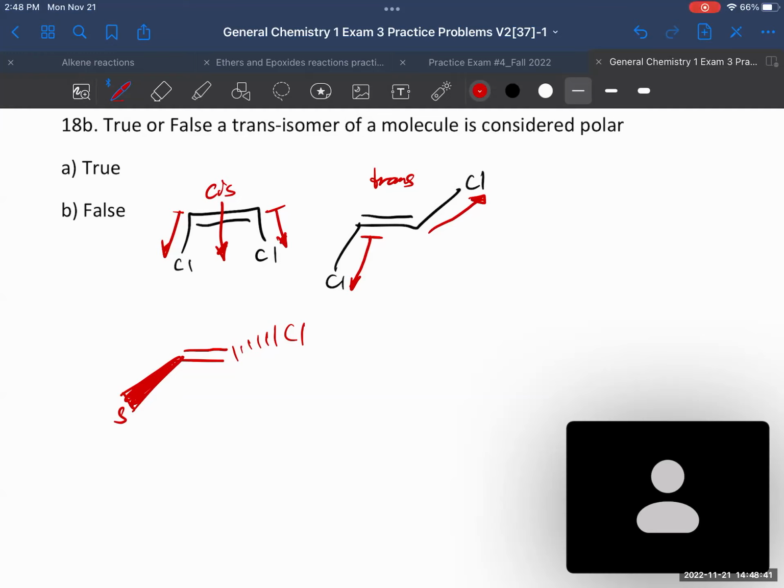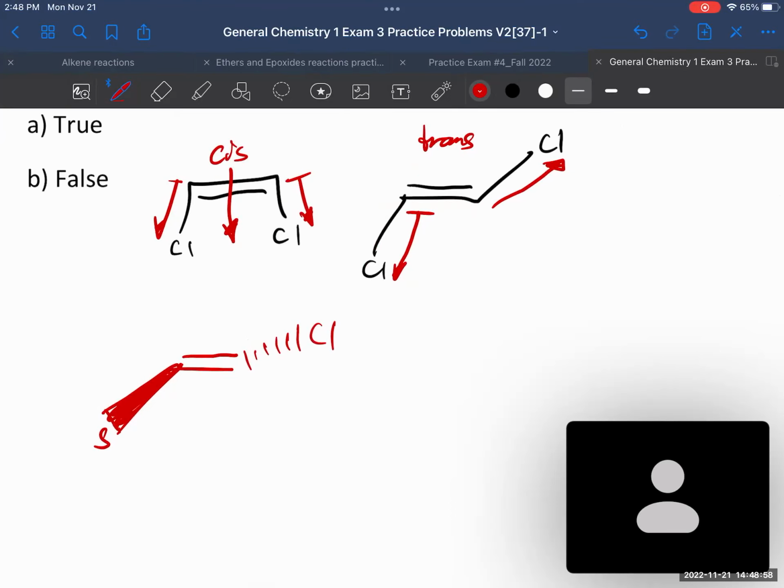But you drew it like this. That's not cis. This is what I was talking about before, with the sulfur and the chlorine: you could have one sulfur on a wedge, so it's facing out, and then a dash, so the chlorine's going into the board. In that case, it's trans. This technically is considered trans, but for this class, cis and trans are usually going to be the same substituent.